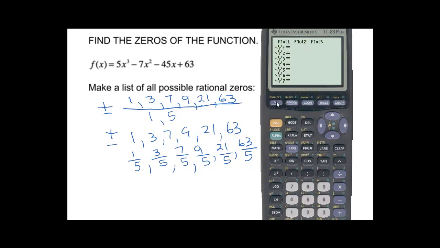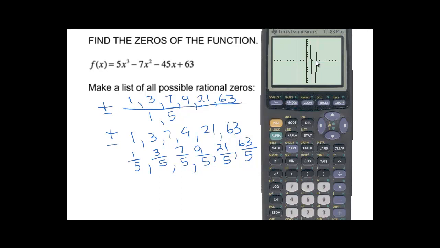And so we'll do y equals, we're going to type in the function 5x to the third minus 7x to the second minus 45x plus 63, and we'll tell it graph. All right, and the most we could get would be 3 zeros.